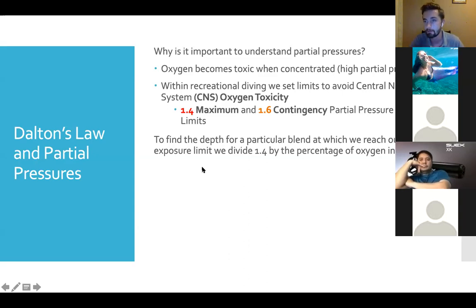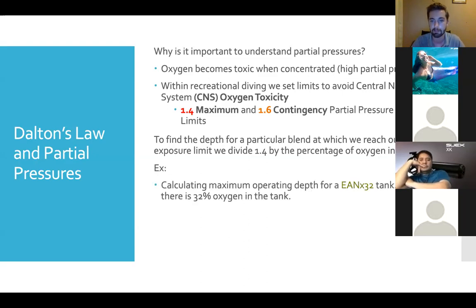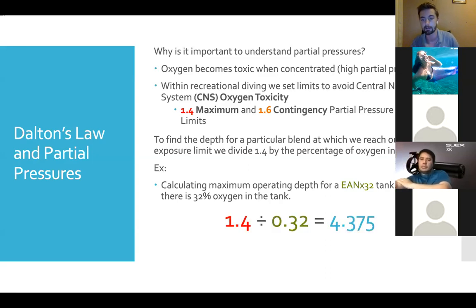So if we want to calculate for a particular blend what the maximum depth we can breathe it to before we reach that 1.4 limit, we need to know our starting oxygen percentage, and then we can use our 1.4 limit to find our maximum operating depth. So if we use a standard nitrox 32 tank, which is probably the most common blend of nitrox available, there's obviously 32% oxygen in the tank.